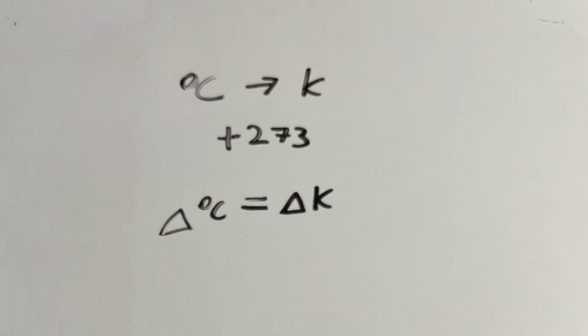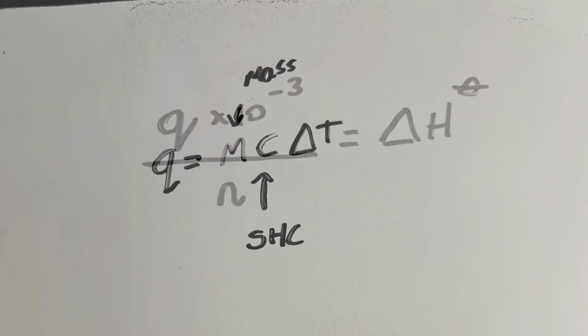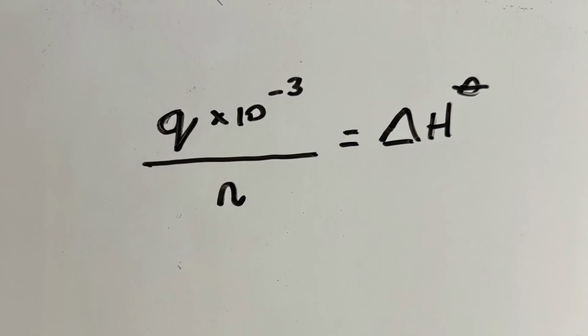Now, before we do any maths, we just want to go over some simple unit conversions. To get from degrees Celsius to Kelvin, you add 273, but any change in Celsius is equal to the change in Kelvin. The calculation you'll need to know is that the change in energy is equal to the mass times the specific heat capacity times the change in temperature. Then if you take your energy and divide it by 1,000, and then divide it by your number of moles, it will give you your enthalpy.